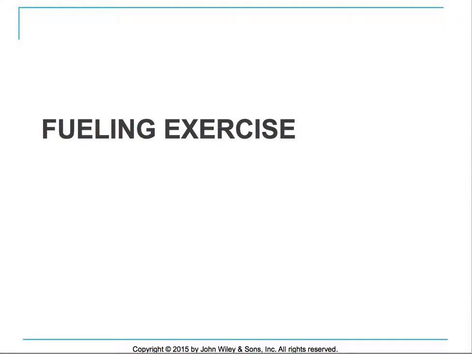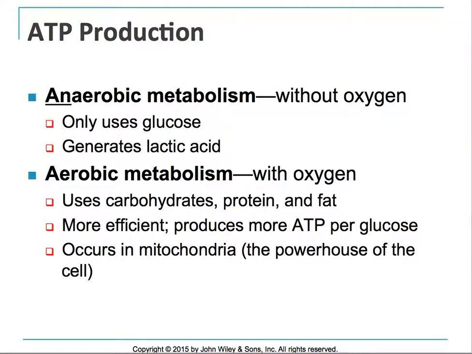Fueling exercise. So, all right, you've decided you need to be more active. You're going to add some physical activity into your daily life. Now, how are you going to go about fueling that activity? So, first we're going to talk about ATP production, and this is where we see aerobic versus anaerobic metabolism. Anaerobic metabolism is completed without oxygen. It only uses glucose for fuel, and the byproduct of anaerobic metabolism is lactic acid.